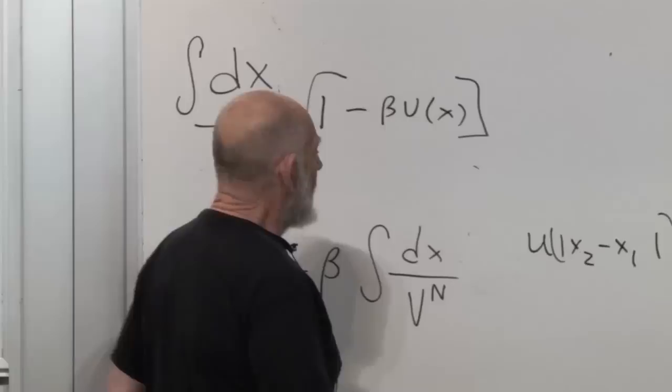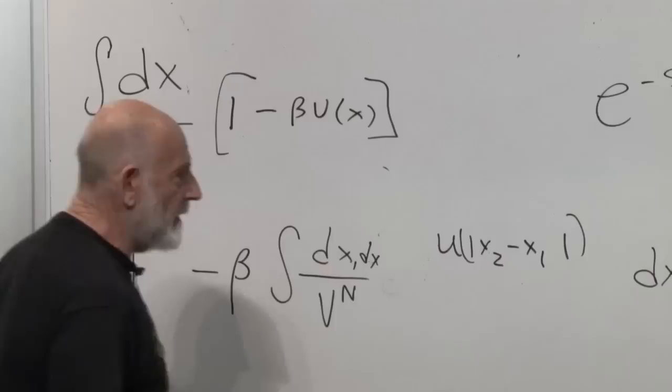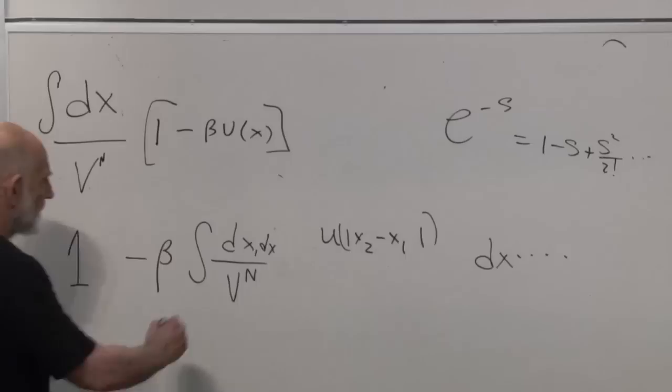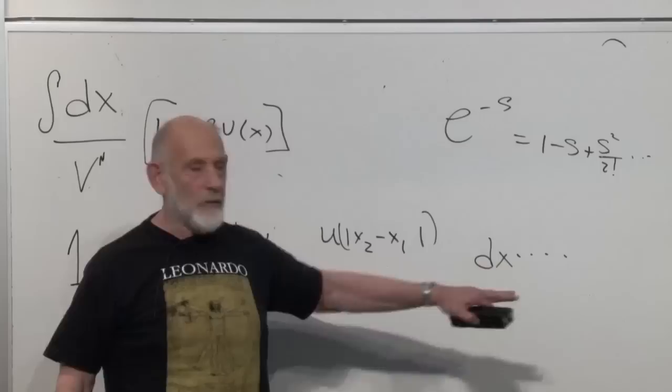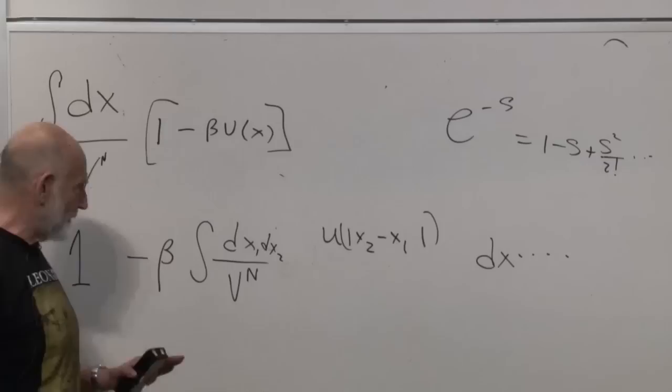So we can just do this as dx1, dx2, and then all the other dx's. How many of them are there? How many x's here? 3 and, no, we've already got 2 of them here. So it's n minus 2. Well, yeah, 3 times n minus 2, but n minus 2. All right. Good. What's the next step?